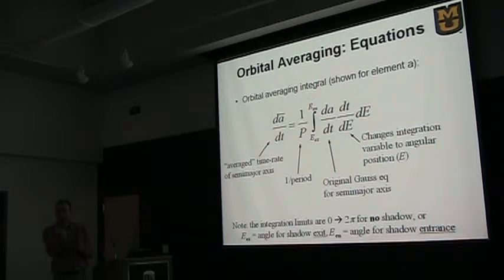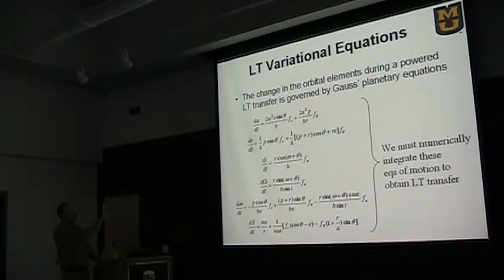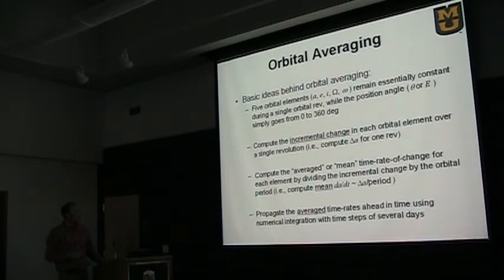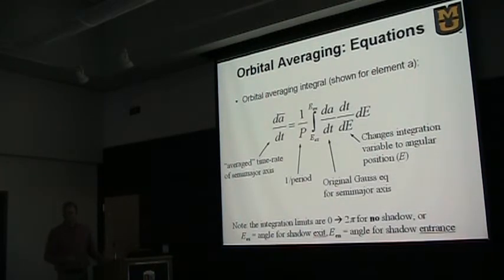It's going to give me the change in A. Then I take that and divide it by P, the period. That's the mean rate, the average rate of semi-major axis. I know this is a lot to digest, just hearing about this for the first time. But essentially I can do that for all of these ugly looking equations, and I get a mean rate of those elements.